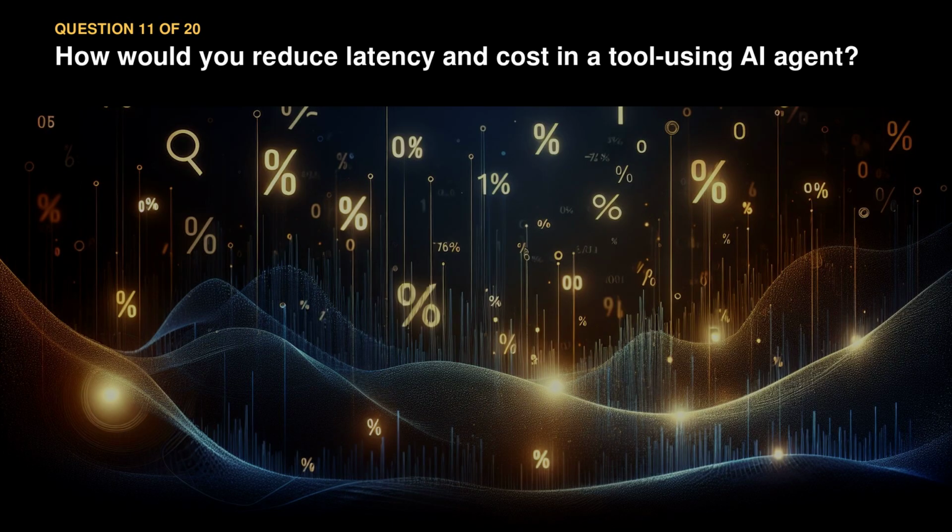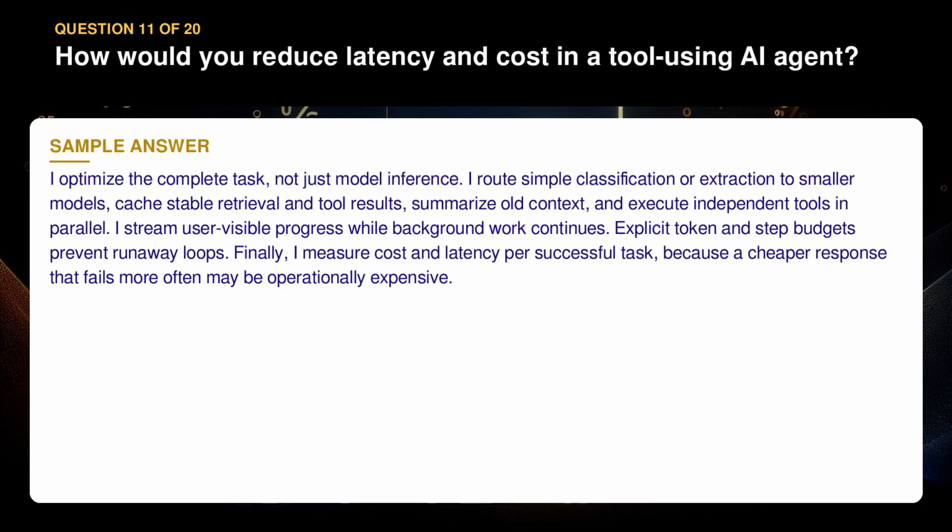Question 11. How would you reduce latency and cost in a tool using AI agent? I optimize the complete task, not just model inference. I route simple classification or extraction to smaller models, cache stable retrieval and tool results, summarize old context, and execute independent tools in parallel. I stream user visible progress while background work continues. Explicit token and step budgets prevent runaway loops.